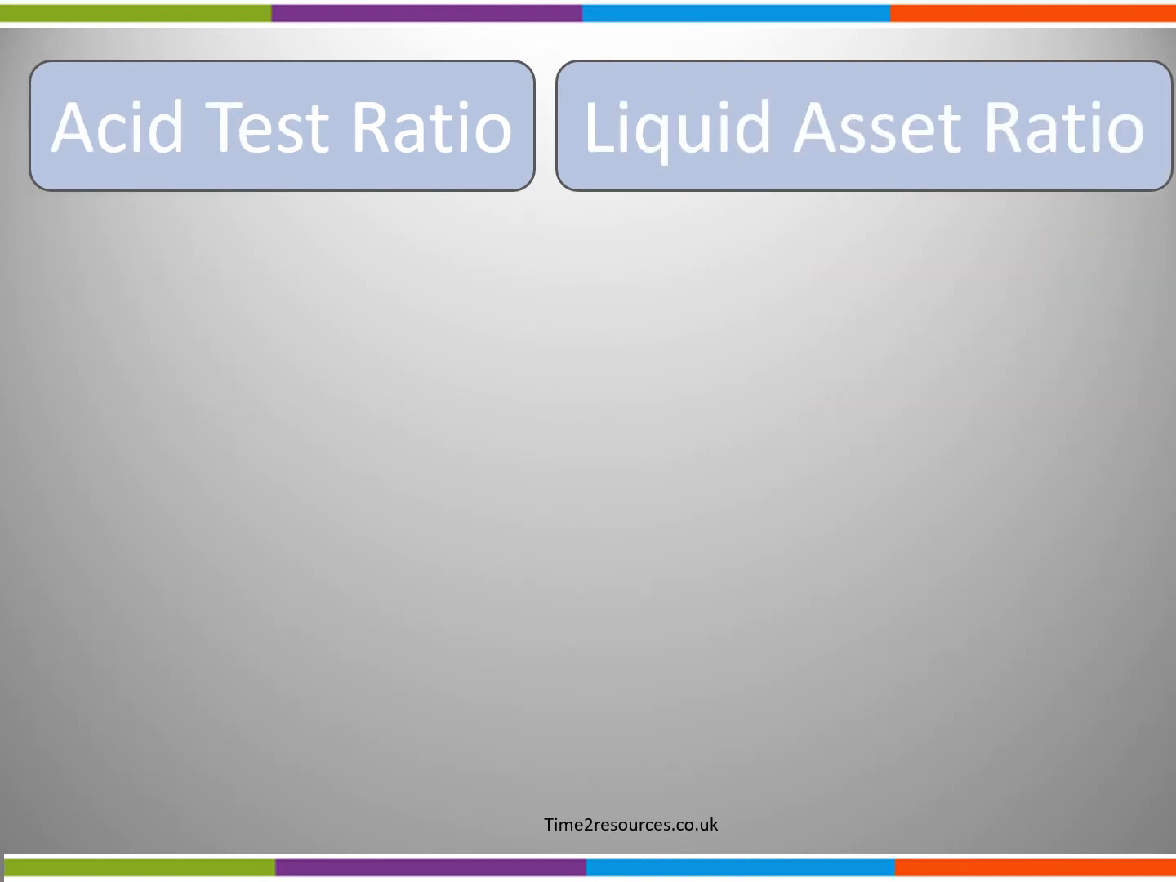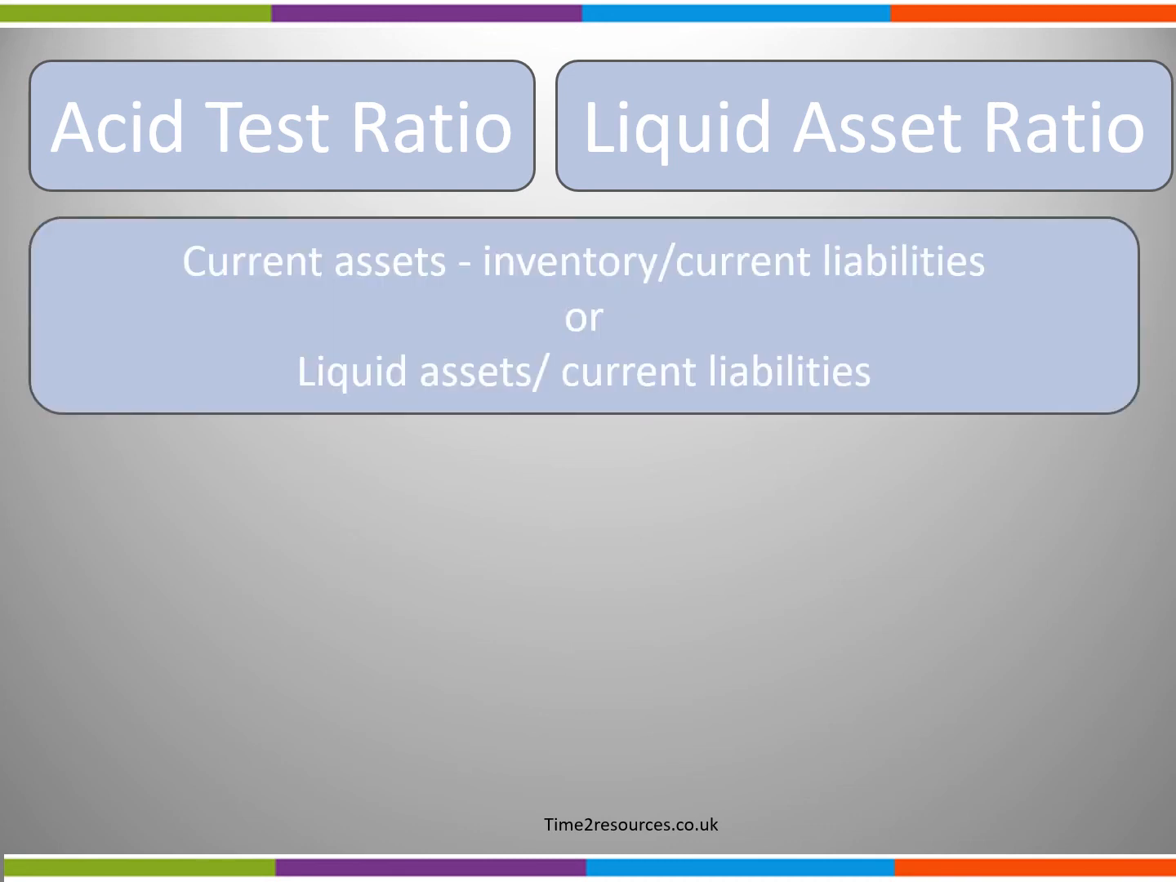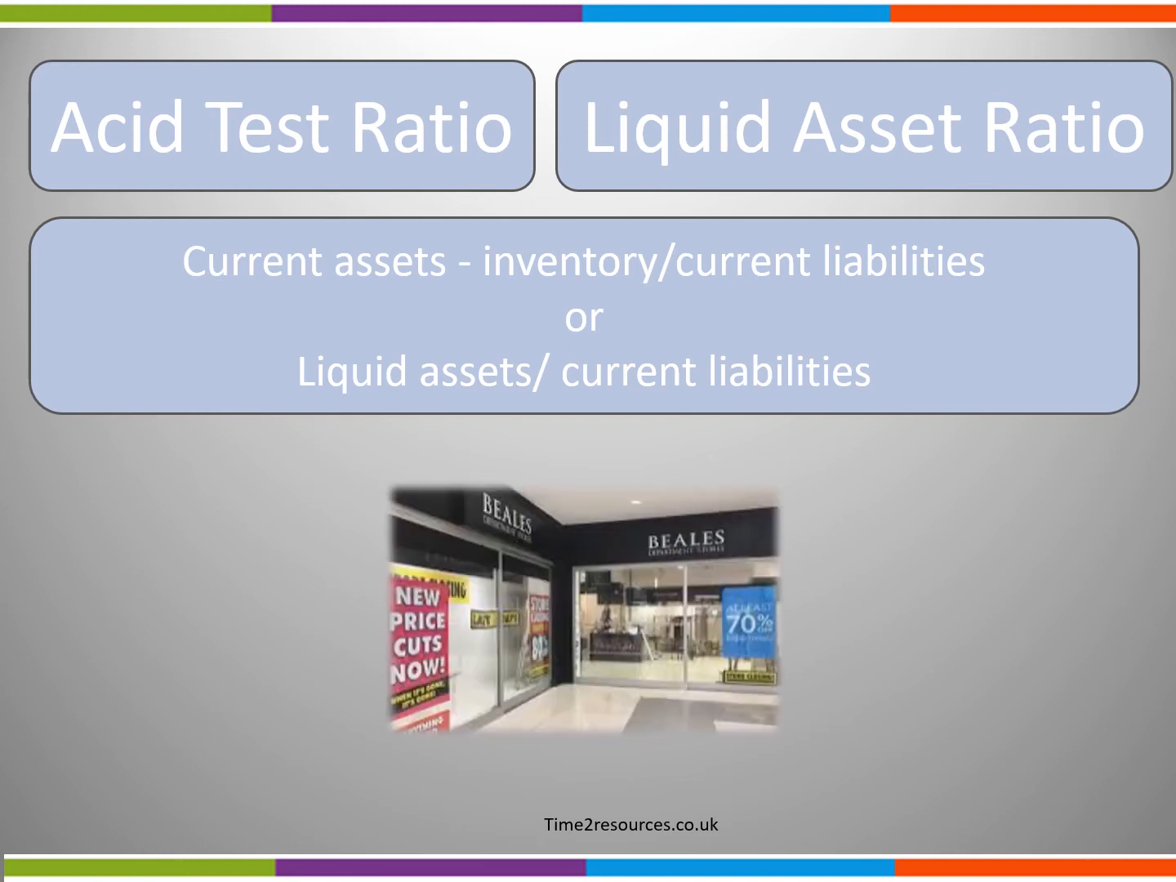A second liquidity ratio is the acid test ratio, also known as the liquid asset ratio. This is calculated as current assets minus inventory divided by current liabilities, or liquid assets divided by current liabilities. This is commonly considered a tougher measure as inventory is not included in current assets. The reason for this is it is the hardest of the current assets to turn into cash quickly, and if a business does try to turn it into cash quickly, it is likely to be at a substantially reduced value.